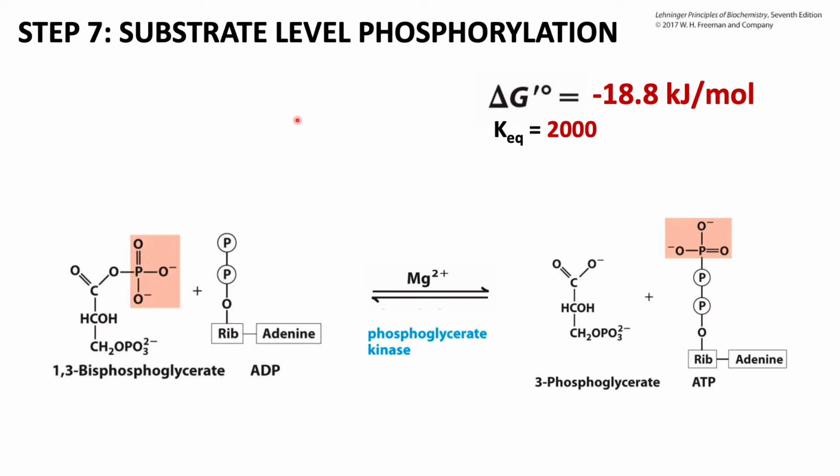Step number 7 is substrate level phosphorylation. This step is exergonic. It is being pulled forward, spontaneous. What's happening?